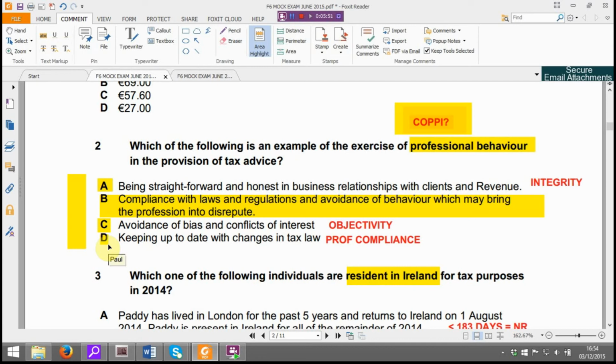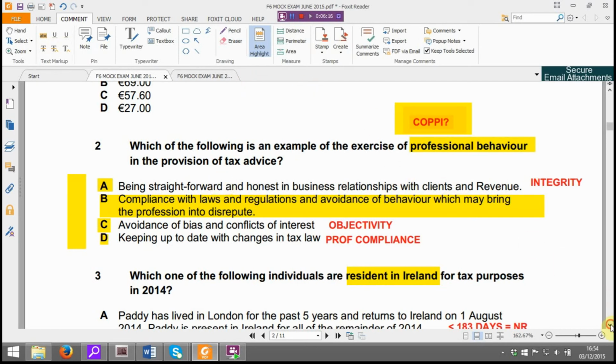So in this case, B was the answer, because in effect what professional behavior means is not bringing the profession into disrepute. In other words, not doing anything that would mean that people would look in a disadvantaged way on the ACCA, on the institute. Okay, so really B was the answer there.